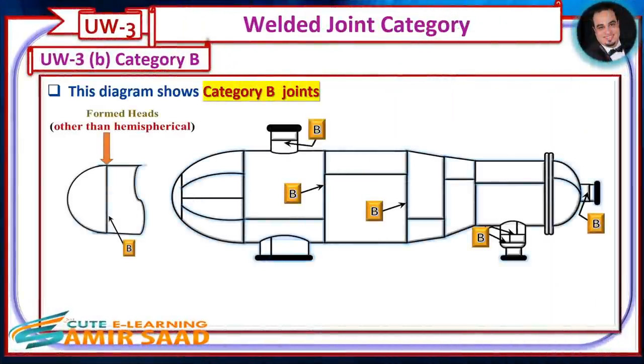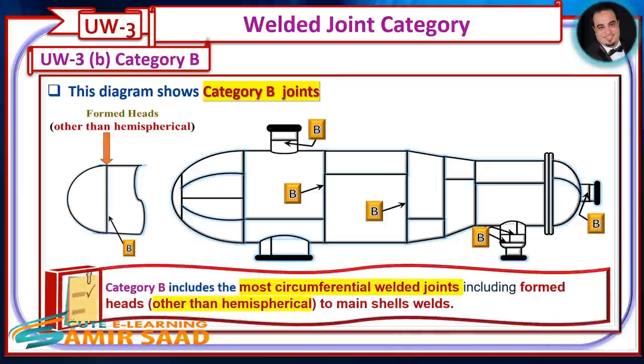This diagram shows category B joints. Category B includes most circumferential welded joints, including formed heads other than hemispherical to main shell welds.